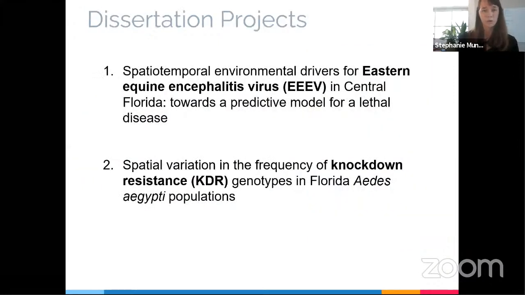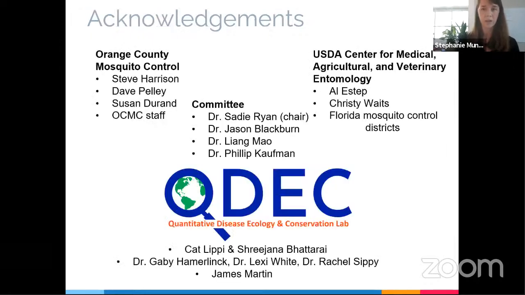So just a quick overview of my two projects. The first one is looking at Eastern Equine Encephalitis, which I'll be referring to as EEEV, using a single county in Central Florida as the study area. And then my second project is looking at statewide patterns of knockdown resistance, so KDR, in a Florida mosquito population. But before I get into both of those projects, I think it's really important to acknowledge my collaborators.